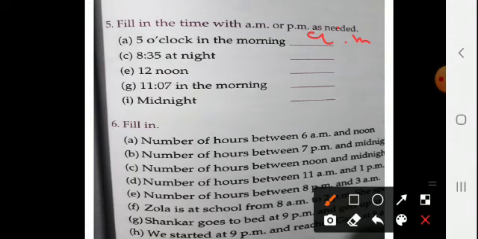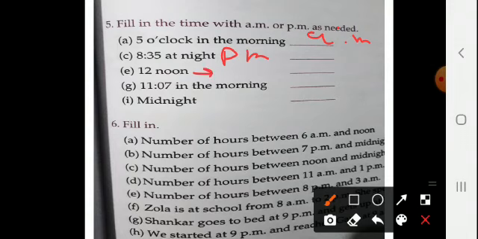8:35 at night. This is PM. 12 noon. Yes. Who will tell me? Think about it. 12 noon. Yes, it is 12 noon. We will write it as 12 noon, because it is the middle of both the times, AM as well as the PM. So we will write it as it is.